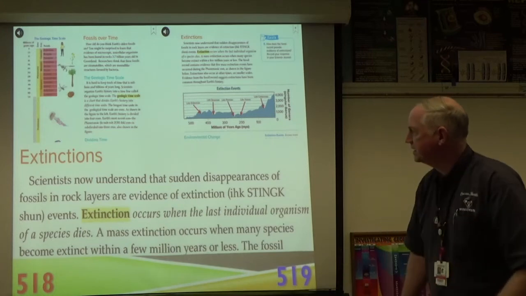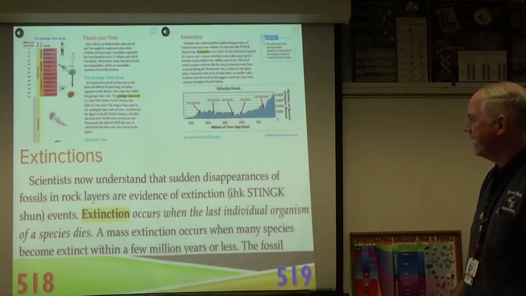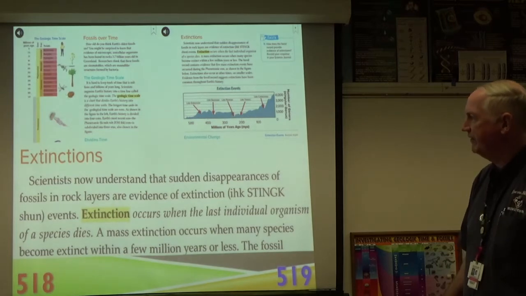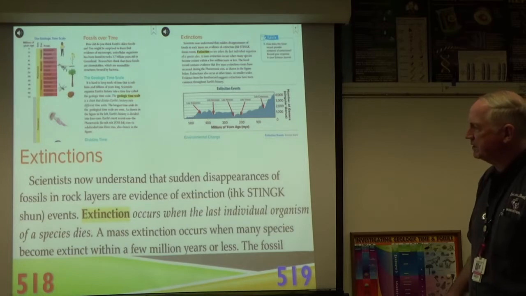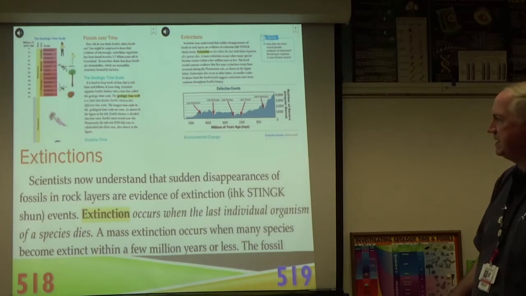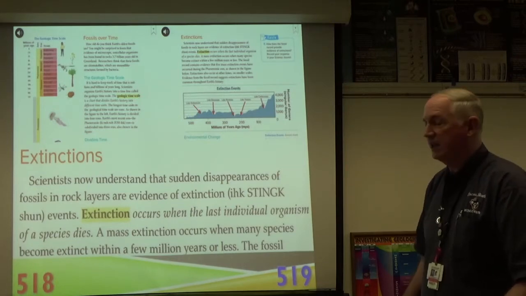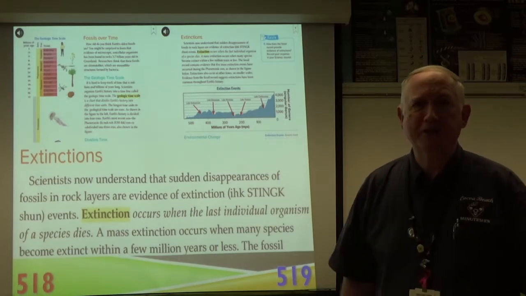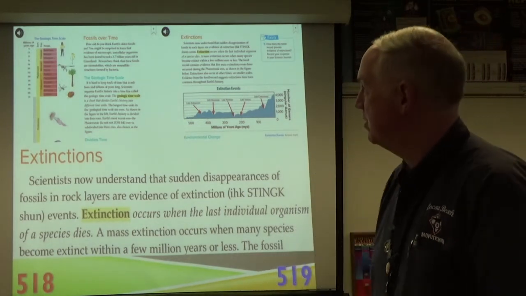Scientists now understand that the sudden disappearance of fossils in rock layers is evidence of extinction events. Extinction occurs when the last individual organism of the species dies. A mass extinction occurs when many species become extinct within a few million years or less. So that's your definition for a mass extinction. Let's take a look at some of the ones that have happened.